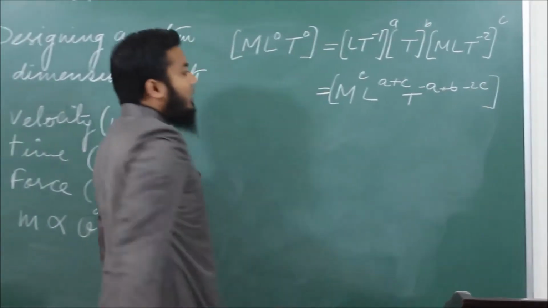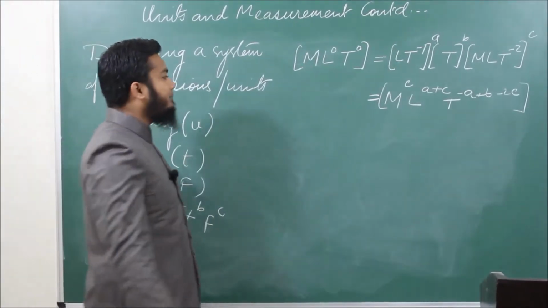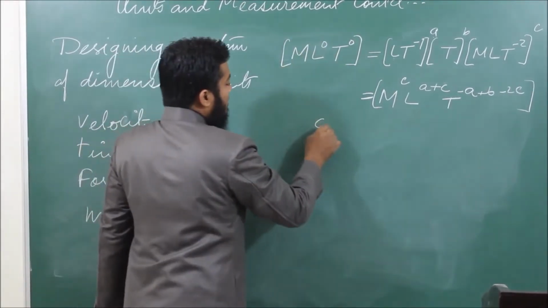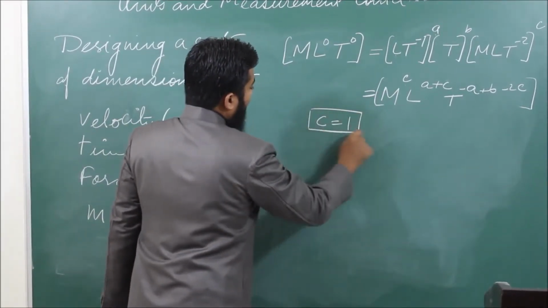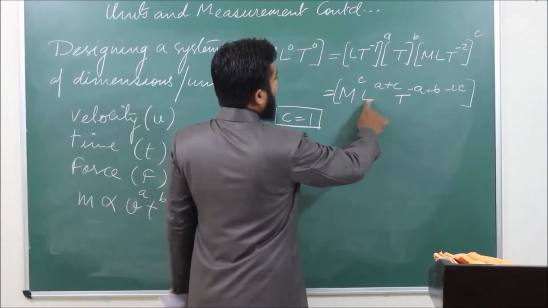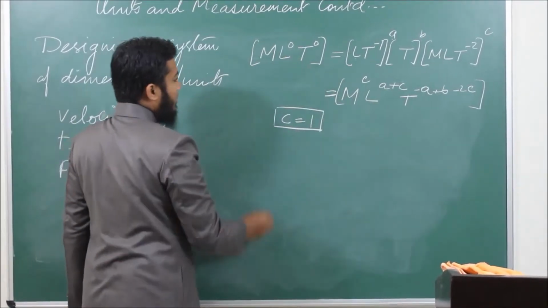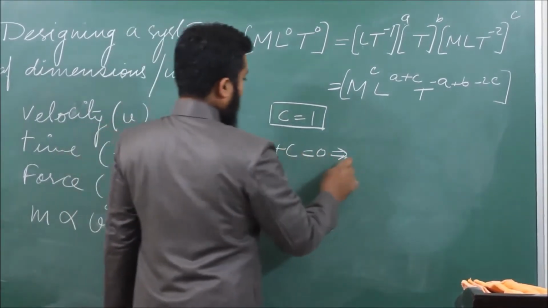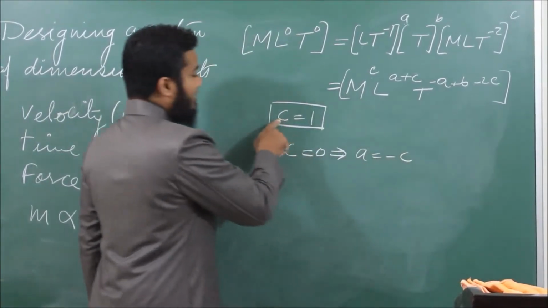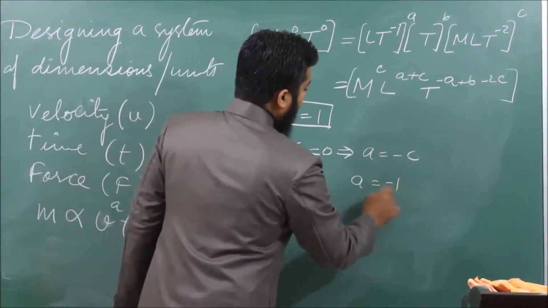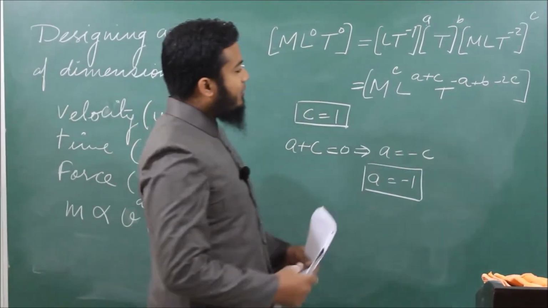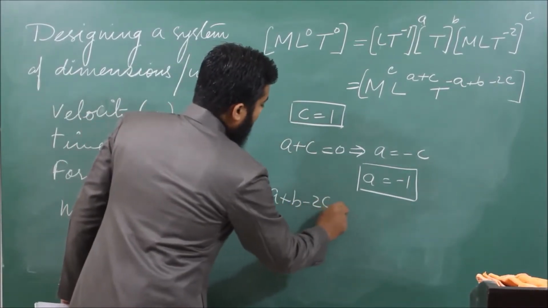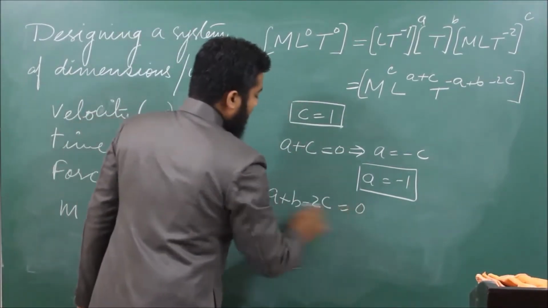Now, the dimensions on both sides should be same. So this C will be equal to 1. Here the power of mass is just 1, so C is going to be 1. Okay, we found C. Then L has power A plus C, and here L has power 0. So A plus C is 0, which says that A is equal to minus C, and C is 1 here, so A is minus 1. And T has power minus A plus B minus 2C, and on the left hand side it has 0, so this is equal to 0.